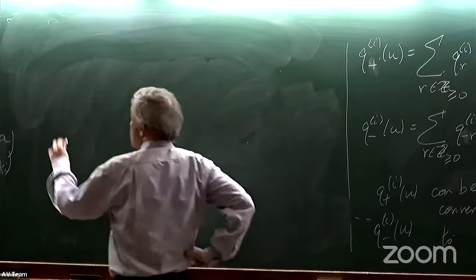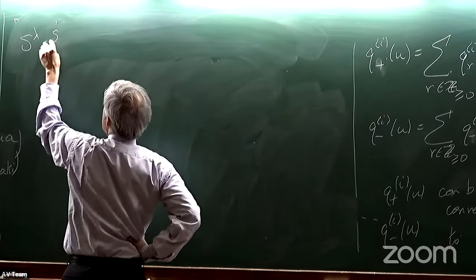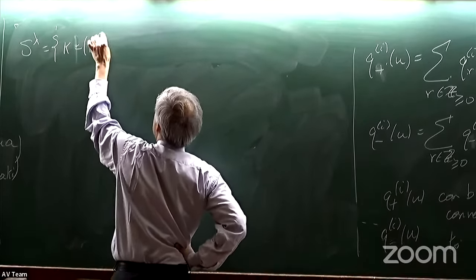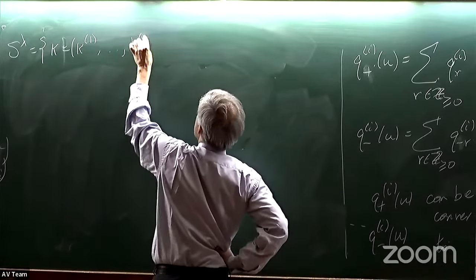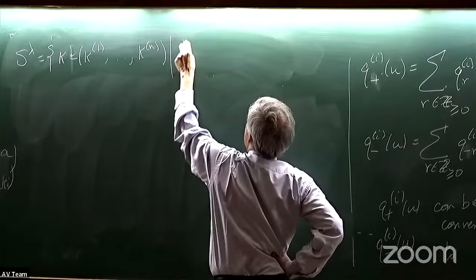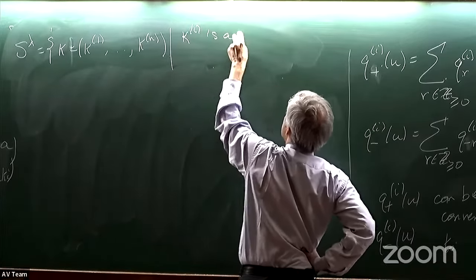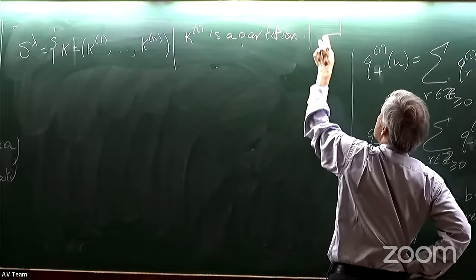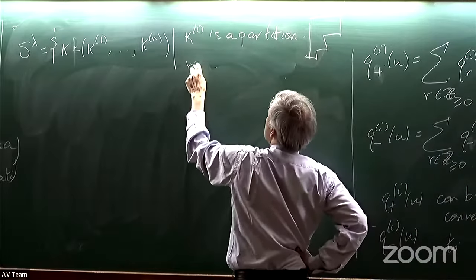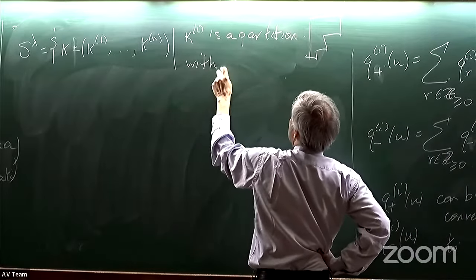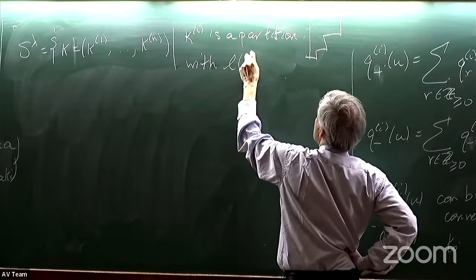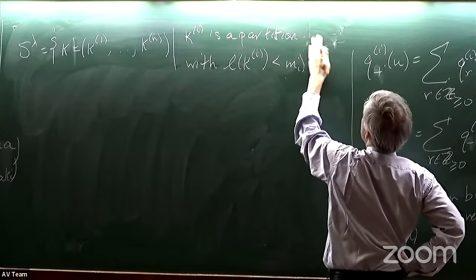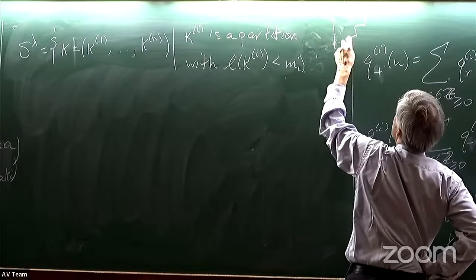Okay, so now this S lambda is the following collection of objects. It consists of K to N tuples of partitions. N tuples, so kappa_i is a partition. I want you to think of some partition with length of kappa_i less than m_i. The length of a partition is the number of rows.